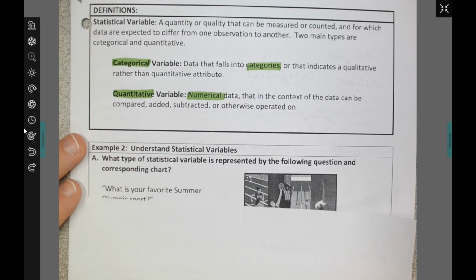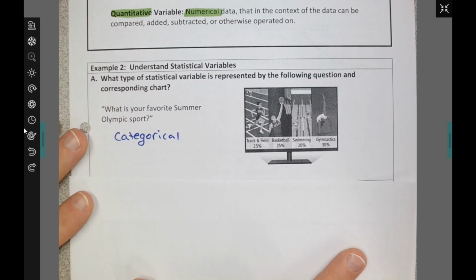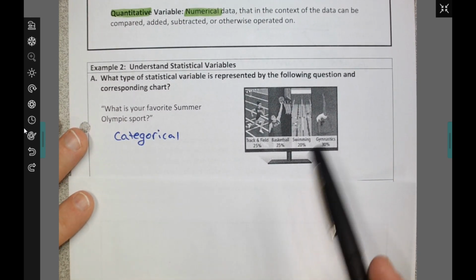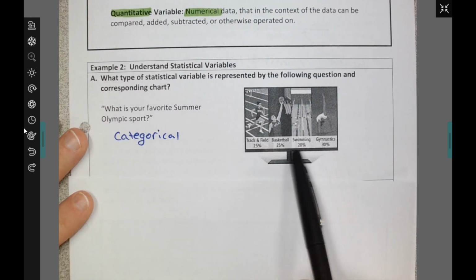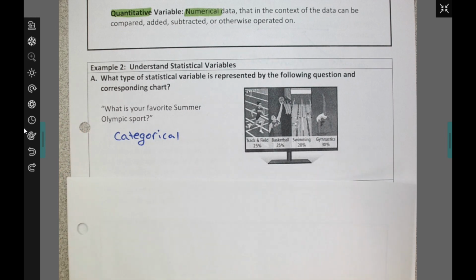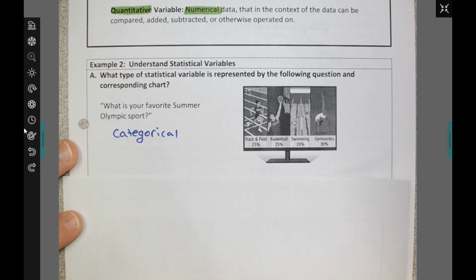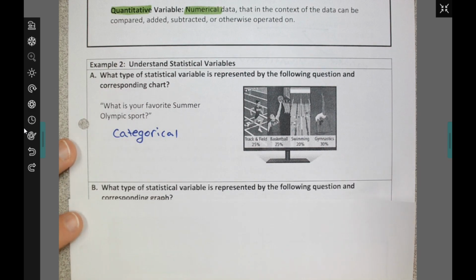For example two, they give us two different types of scenarios. The first one is, what is your favorite summer Olympic sport? They give the results of the data over here. You look at it, it's track and field, basketball, swimming, gymnastics. Those are all different categories. They are not numbers. So since they're not numbers, our answer for A would be it's a categorical variable.